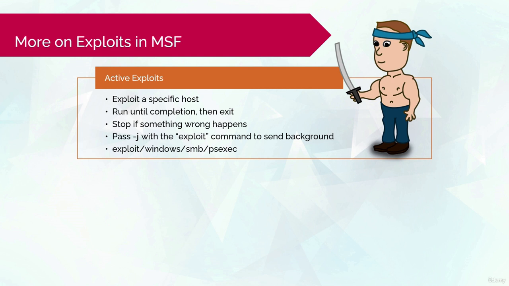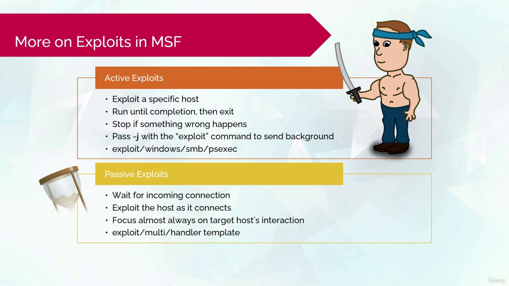And of course, on the other hand, passive exploits wait for incoming hosts and then exploit them as they connect. These exploits almost always focus on clients such as web browsers, FTP clients, and all those. And they'll report shells as they open. Now you can list open shells by entering -l with the sessions command. Also, by adding -i with the sessions command, you'll be able to interact with the intended shell.